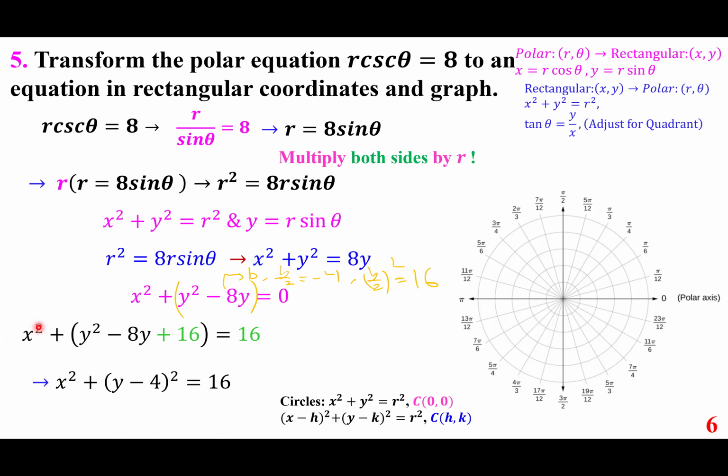Which means this is a circle, according to this, centered at 0, 4. The radius is square root of 16, which is 4. So 0, 4. 1, 2, 3. In this one tick mark is 1, and then you draw a circle.